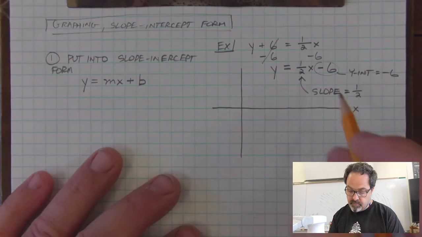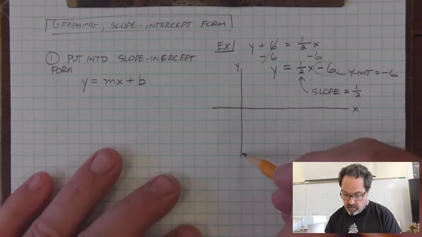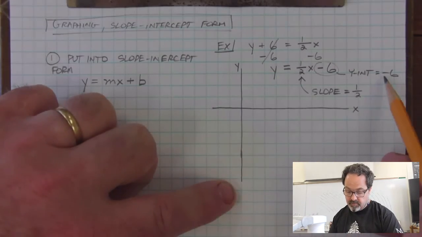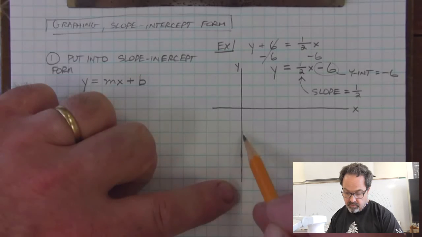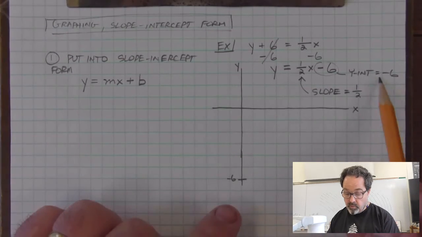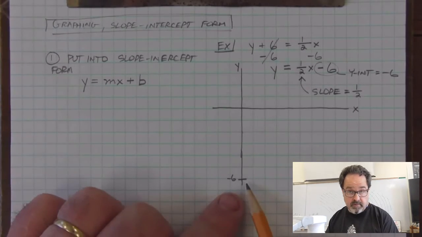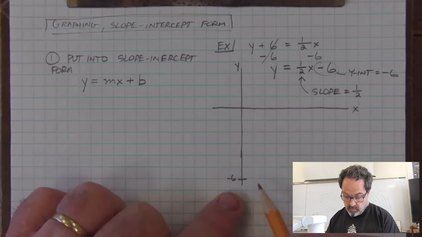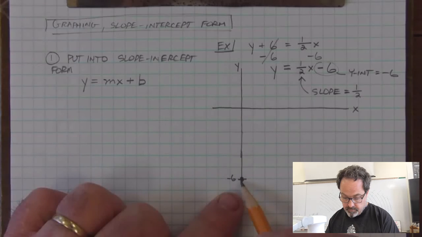I have my x and y-axis drawn. I'm first going to find the y-intercept at -6 on the y-axis. I count 6 down from the horizontal axis and make a tick mark. The line will cross the y-axis at -6. That's the meaning of the y-intercept. So I can place a point there.